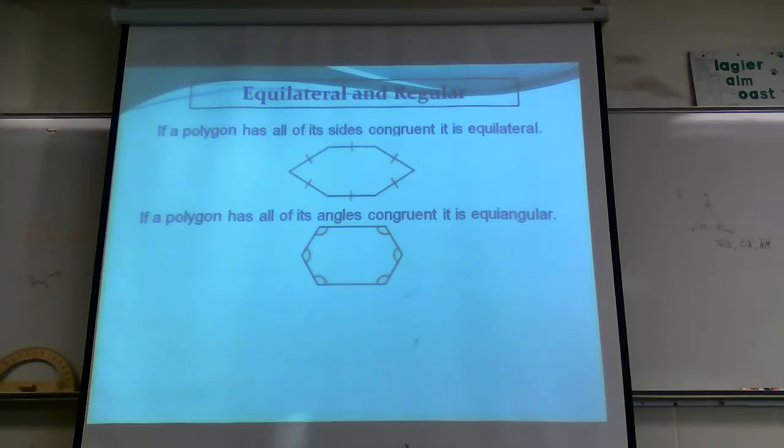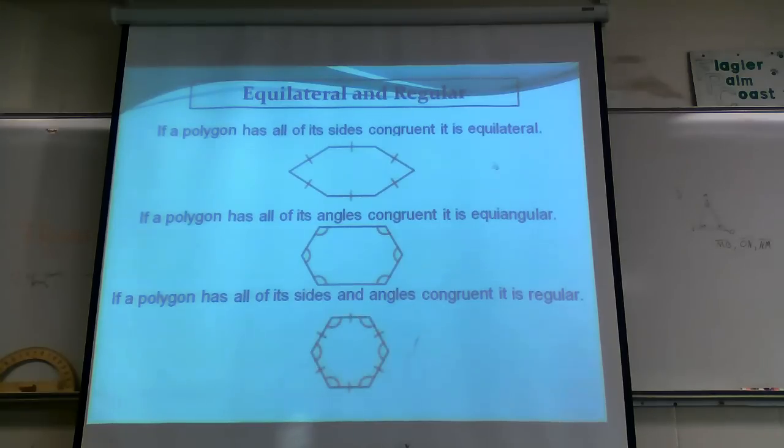Like a triangle, if it's equilateral, all the angles are also the same. But beyond that, it is possible to have one without the other. If you do have both things happen at the same time, if it's equilateral and it's equiangular, it's regular. So anytime that word regular polygon comes up, that means that all the sides are the same and all the angles are the same.